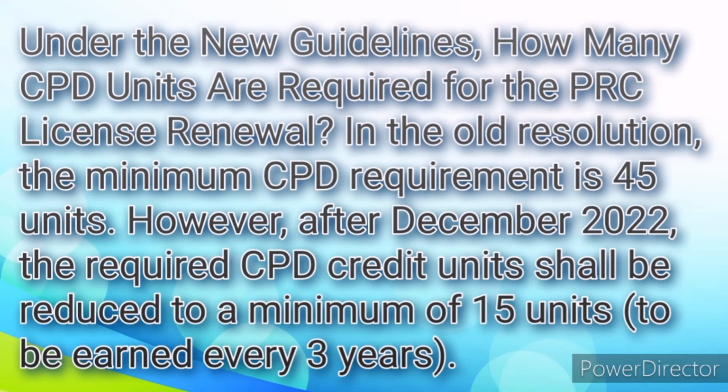Under the new guidelines, how many CPD units are required for the PRC license renewal? In the old resolution, the minimum CPD requirement is 45 units. However, after December 2022, the required CPD credit units shall be reduced to a minimum of 15 units to be earned every 3 years.